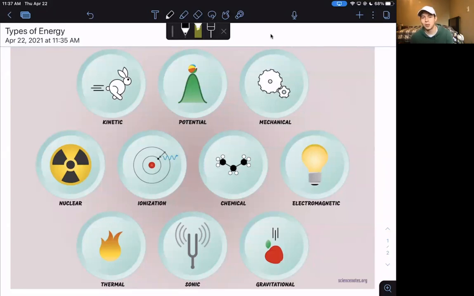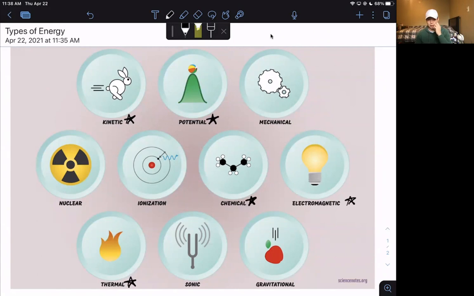Today we're going to be talking through some of the different types of energy that you might be seeing in your study of chemistry that they'll probably talk about in class. And hopefully I can just give a little bit more of an overview of those. So important ones for chemistry that I'm going to highlight are kinetic, potential, chemical, electromagnetic, and thermal.